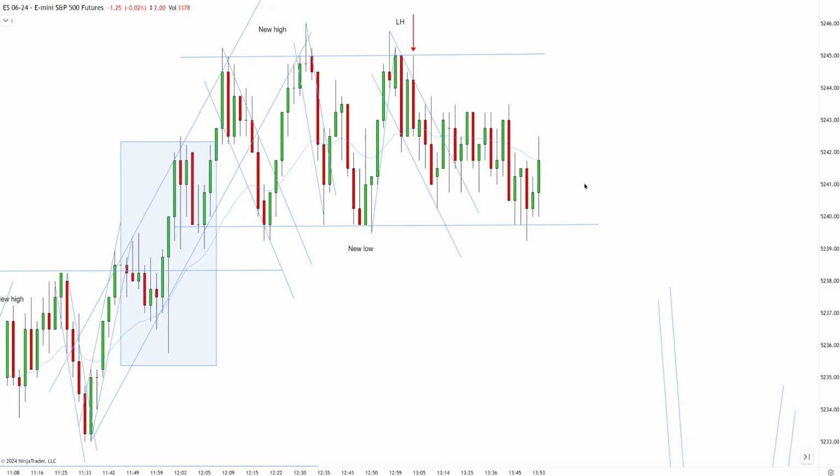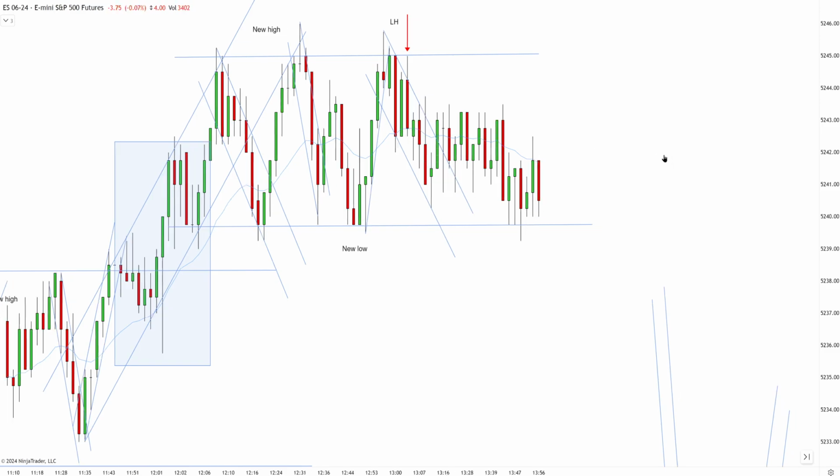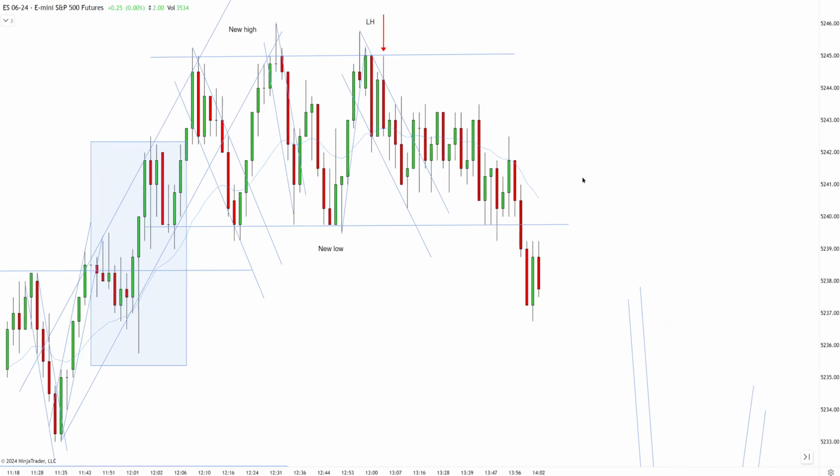We have a second entry long here, but it is an inside bar. I cannot go long on a horrible inside bar like this. You can see this is the outside bar, this is the bar that is inside. So I cannot go long just yet. Can I get some high low? And oh, this is interesting.